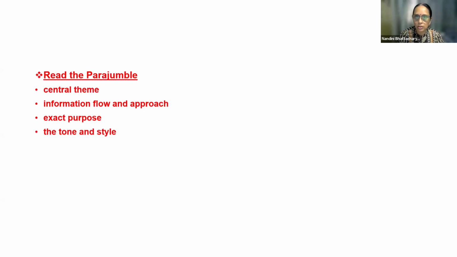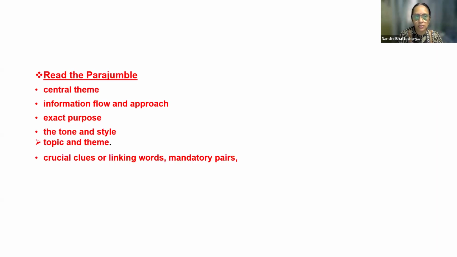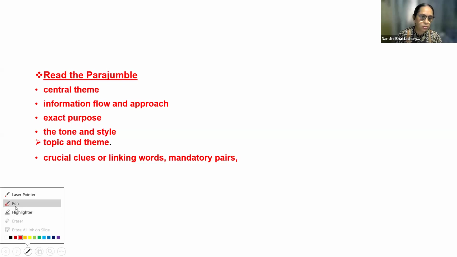Tone and style determine the sentences that should come in. Similarly, tone and style will determine the flow of sentences also. Topic and theme will determine the introductory and concluding sentences. Even the tone will determine the introductory and concluding sentences. And something that is very important are the clues. So what do you mean? What do we mean when we are talking about clues?